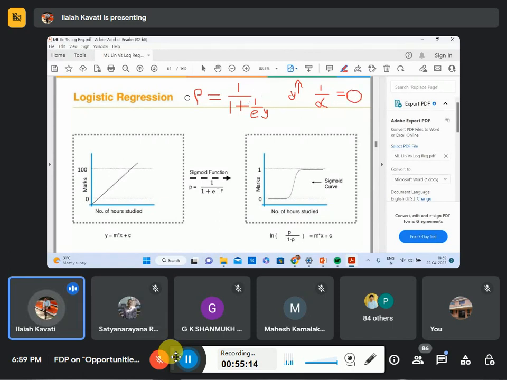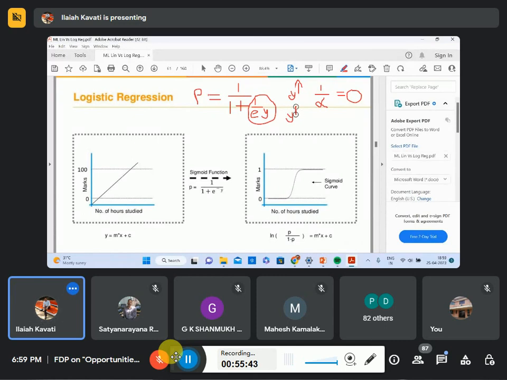Now in this case, the probability becomes what? P becomes 1, because in the denominator, the term 1 by e to the power of y becomes 1 by infinity. This complete term becomes 0. So 1 by 1 plus 0, that is 1 by 1, which is equal to 1. Correct? Probability becomes 1.